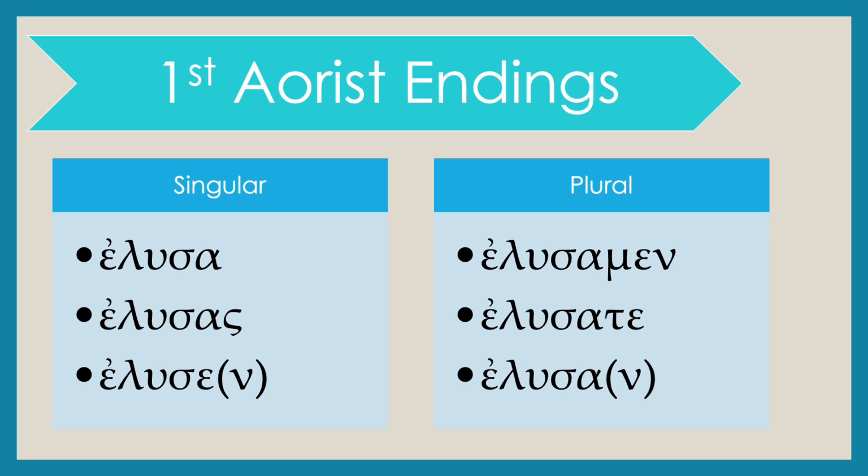Using again the example of luo, if we look at the singular and plural forms, we would have elusa, elusas for you singular, and elusen for he, she, or it. And that nu at the end is going to be used to avoid elision, where the next word begins with a vowel. A nu is used so you don't get two vowels next to each other. Then for first person plural, elusamen, elusate for you plural, and elusan for they, third person plural.